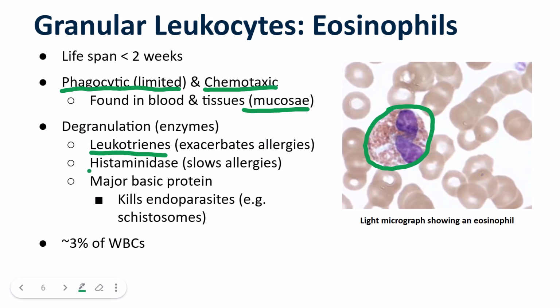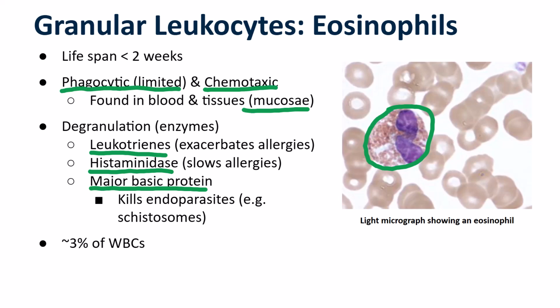Kind of coincidentally, they also can degranulate histaminidase. So histamine is a vasodilator, and histaminidase can actually break down histamine and therefore slow allergic reactions. And then the other major element that can be degranulated by eosinophils is major basic protein. Major basic protein is a very powerful destroyer of various endoparasites. So schistosomes, for instance, can be killed with major basic protein.